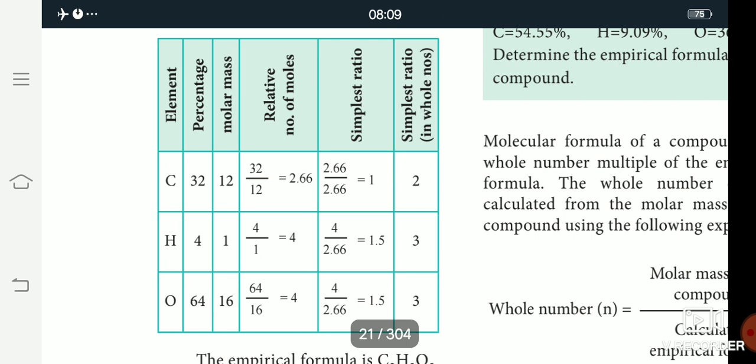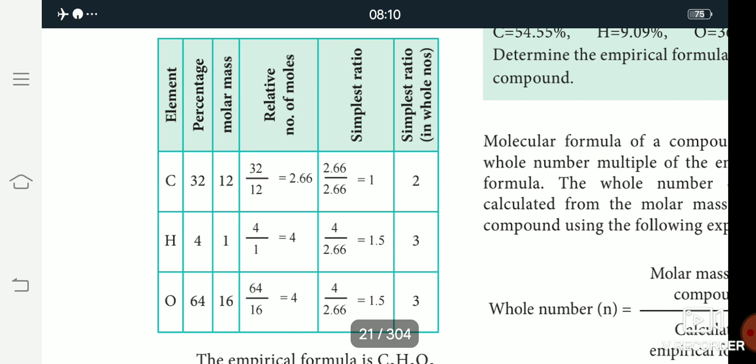Okay children, then to remove the fraction and get whole numbers, which number do we multiply by? Yes, 2. Multiplying by 2, so 1 into 2, the whole number is 2. Then 1.5 into 2, the value is 3.